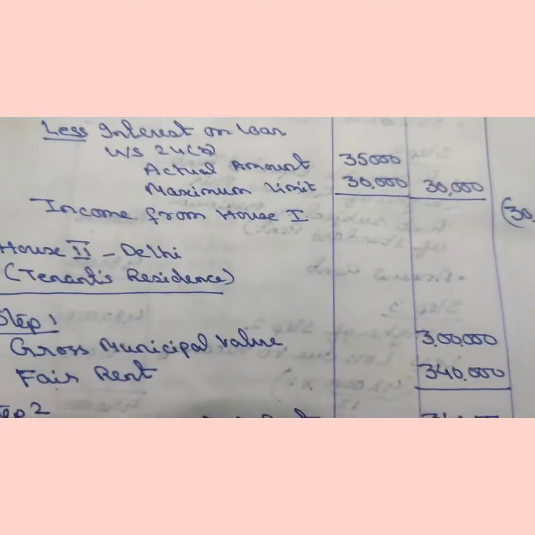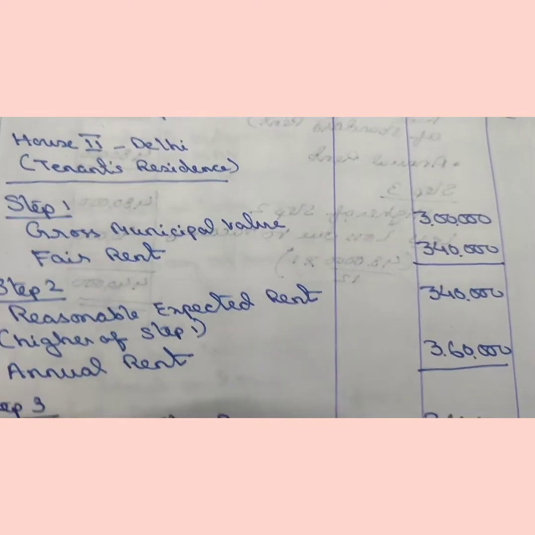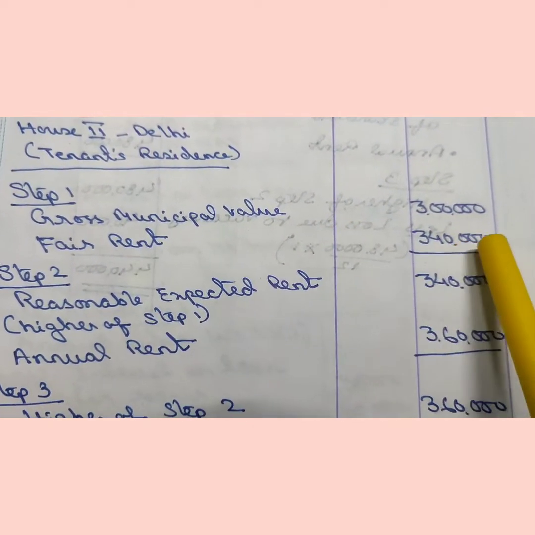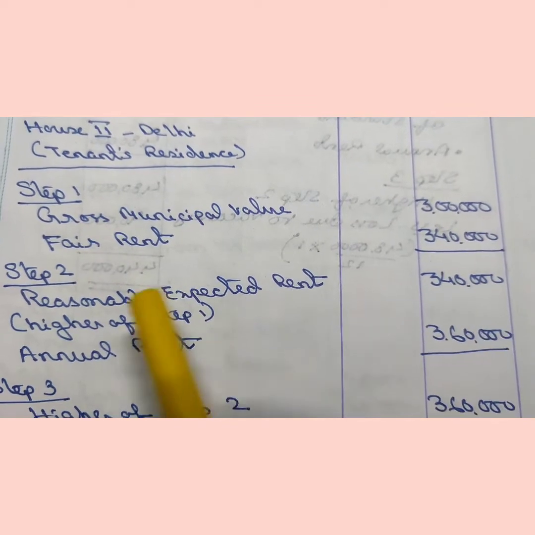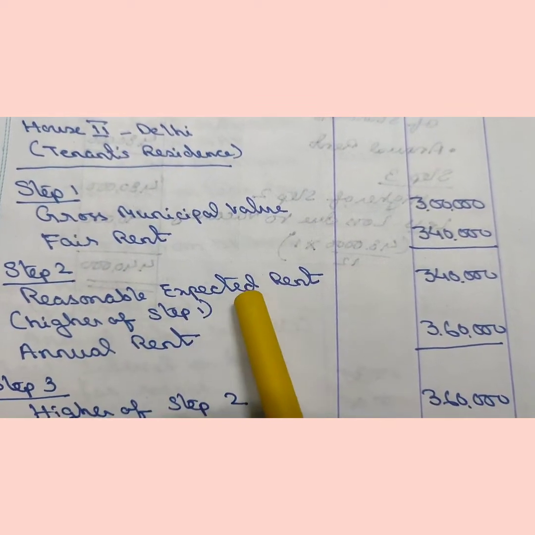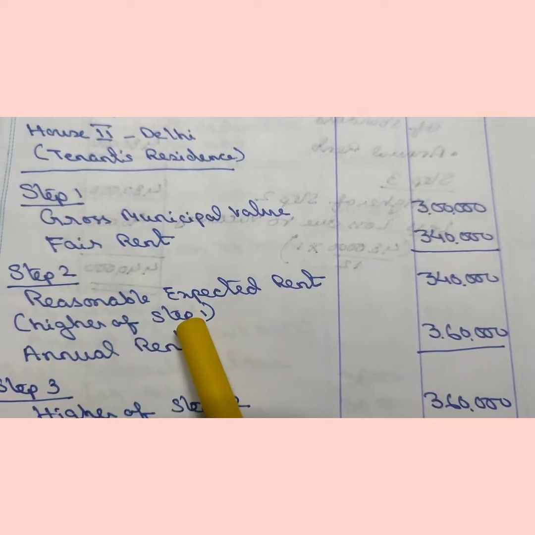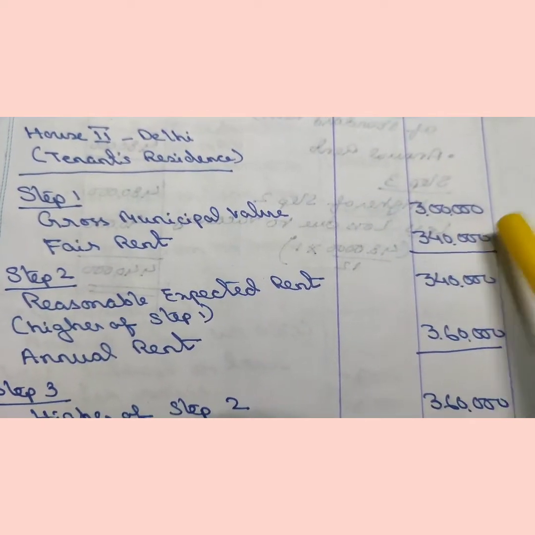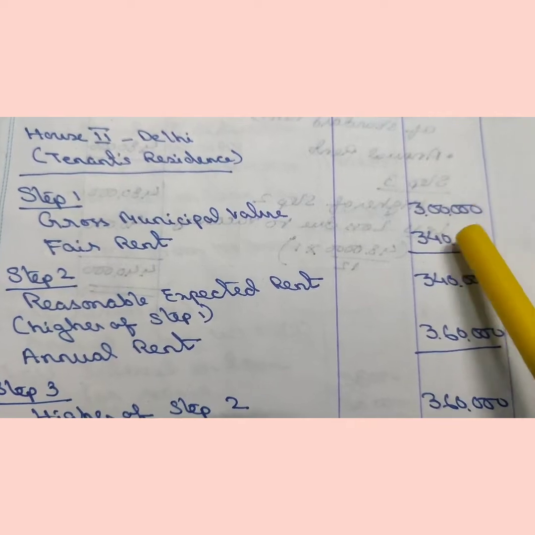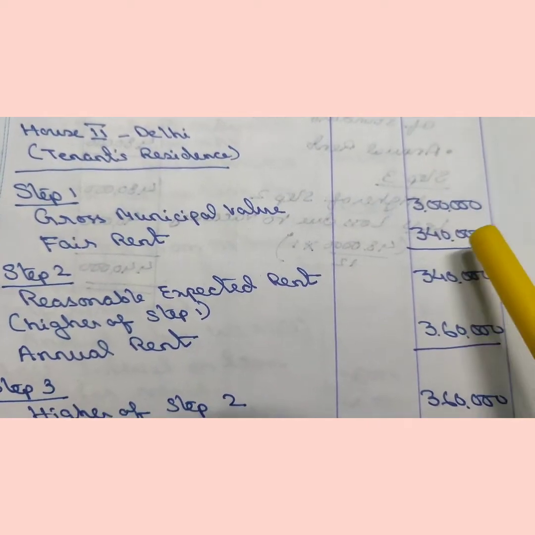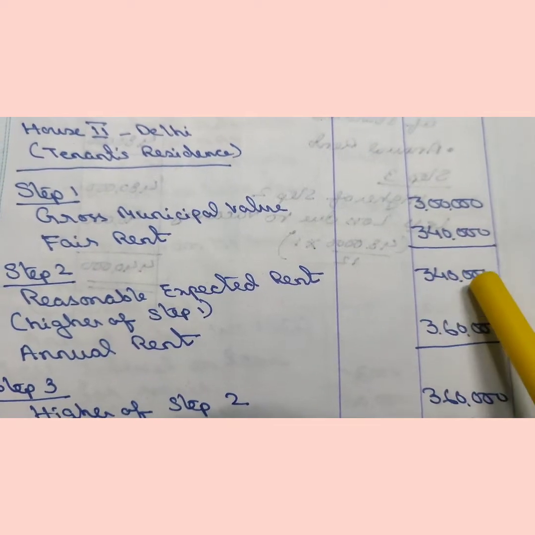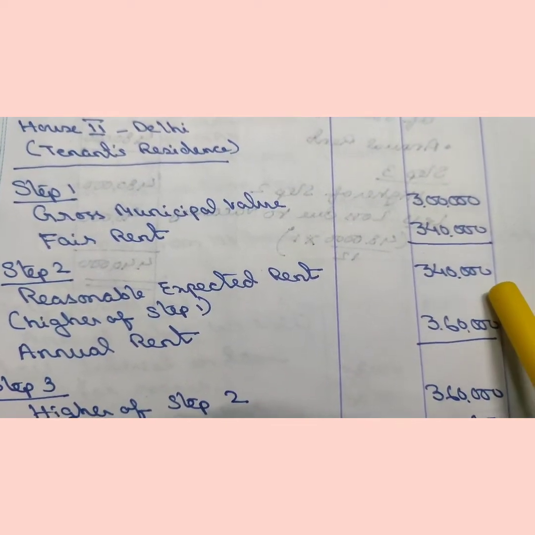This is the gross municipal value of house 2. Fair rent is given, that is 3,40,000. Step 2 is reasonable expected rent, which is the higher of step 1. Here there is no standard rent, so you just have to compare the gross municipal value and fair rent. Whichever is higher will be taken as reasonable expected rent.